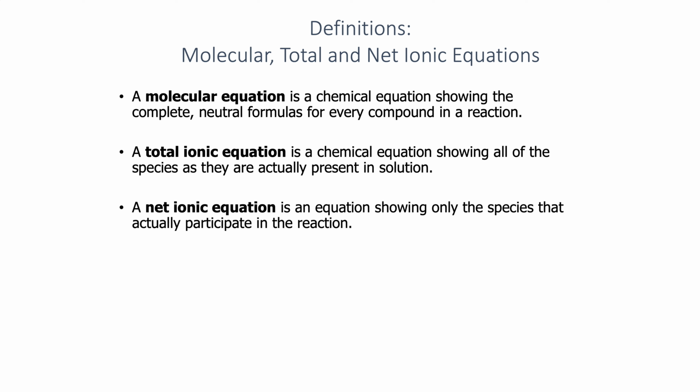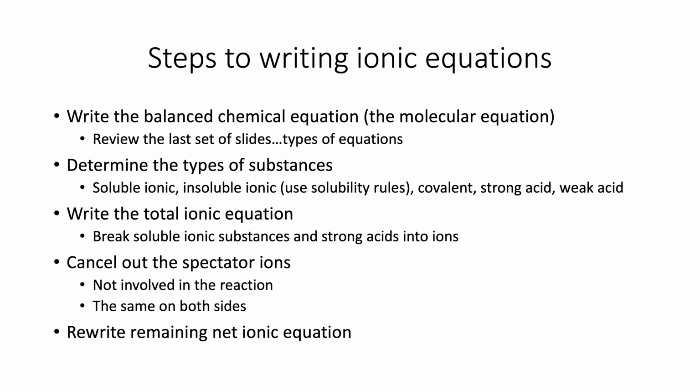All right, so a couple definitions. A molecular equation is just the balanced equation, what we've done before. A total ionic equation is a chemical equation showing things as they're actually present in solution. And a net ionic equation is showing only the things that change. Right, so these are the steps, and they're not going to make any sense until we go through some examples, but I'll just go through the steps and then we'll walk through at least 4 examples.